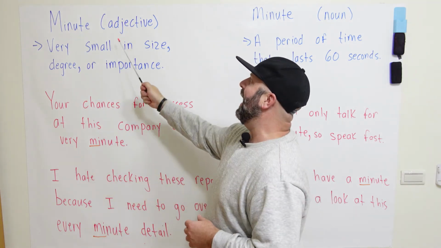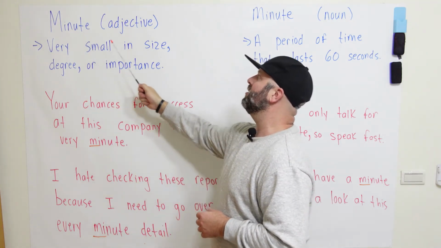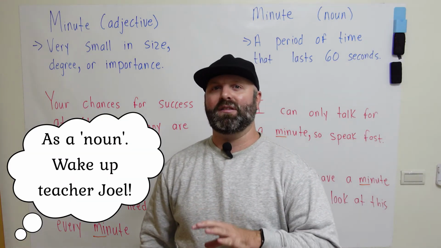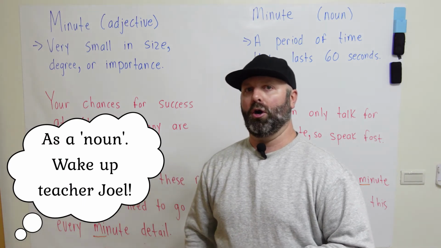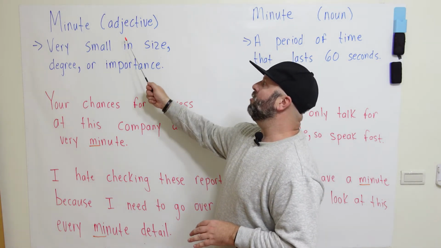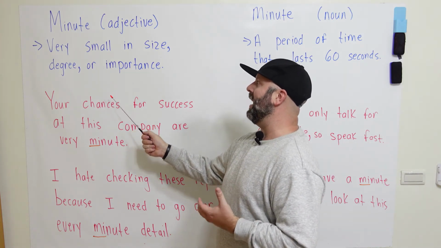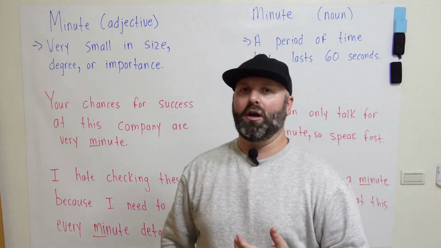M-I-N-U-T-E. But as an adjective, we pronounce it minute, and as a noun, we pronounce it minute. But the emphasis is still at the beginning of the word, okay? So minute, as an adjective, means that something is very small in size, degree, or importance.